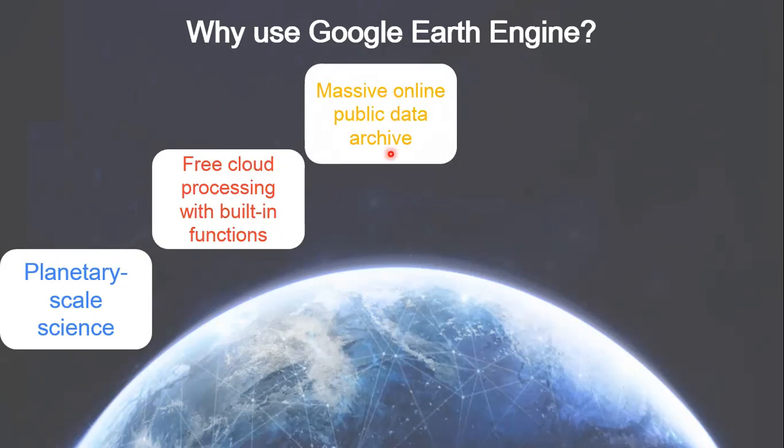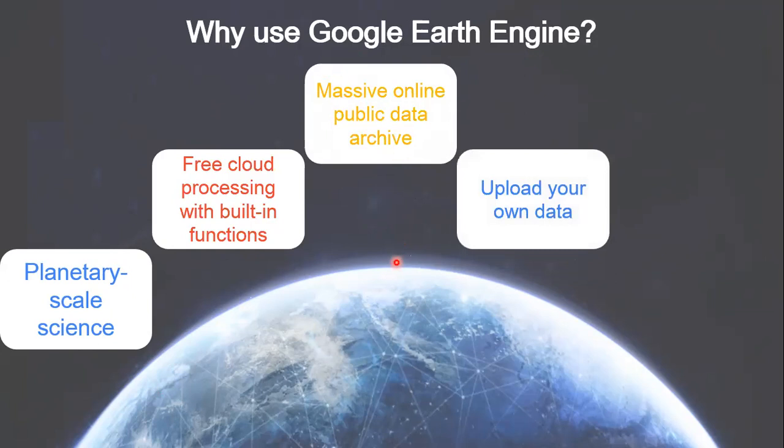Most of the data sets that are freely available from US space agencies, the European Space Agency, JAXA, and other space agencies, publicly available on the USGS website or other websites, are freely available in the Google Earth Engine platform. And the most important thing, you can upload your own data. That doesn't mean you can work only on their data sets. You can upload your own data set. It can be a vector or a raster.